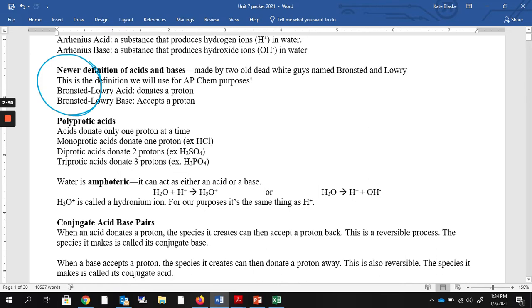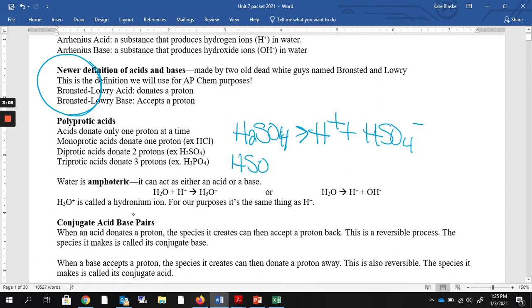So for example, if we have the diprotic acid sulfuric acid, we'd have H2SO4, and it's going to donate away 1 proton and become HSO4 minus 1. And then that HSO4 minus 1 has another hydrogen, another proton on it that it can donate away. So we get H plus and SO4 2 minus. So we get 2 steps. Each step donates 1 proton.